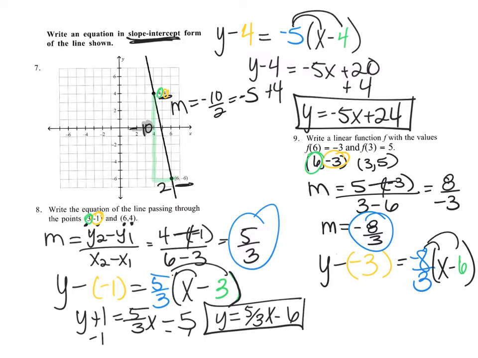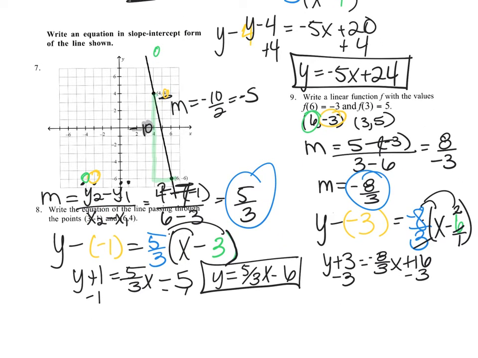Then we're going to distribute. I get y plus 3 on this side equals negative 8/3 x. And 8/3 times 6 over 1. 3 goes into 6 twice. 2 times 8 is 16. They're both negative, so it becomes plus 16. Then we're going to subtract 3. And y equals, running out of space here, negative 8/3 x plus 13. And that's my final answer.